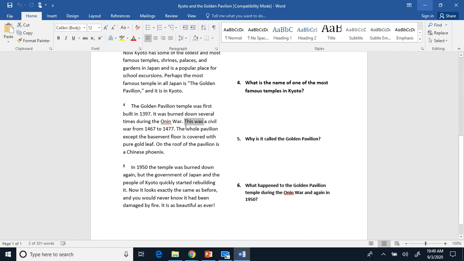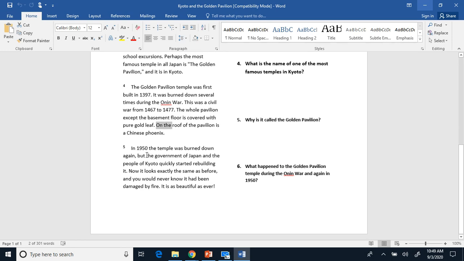The whole pavilion, except for the basement floor, is covered with pure gold leaf. On the roof of the pavilion is a Chinese phoenix. In 1950, the temple was burned down again, but the government of Japan and the people of Kyoto quickly started rebuilding it. Now it looks exactly the same as before, and you would never know it had been damaged by fire. It's as beautiful as ever.